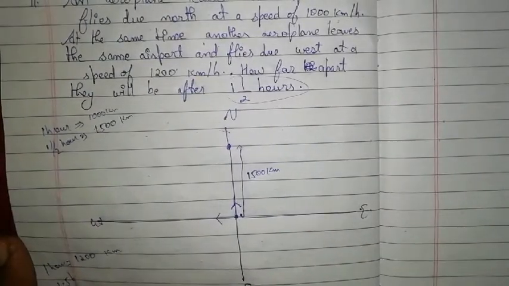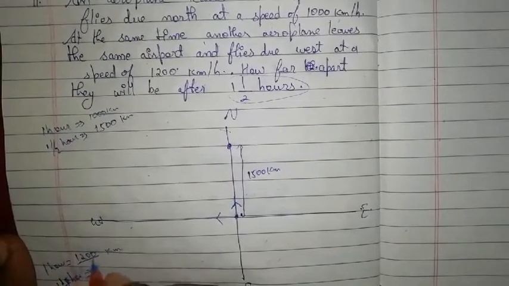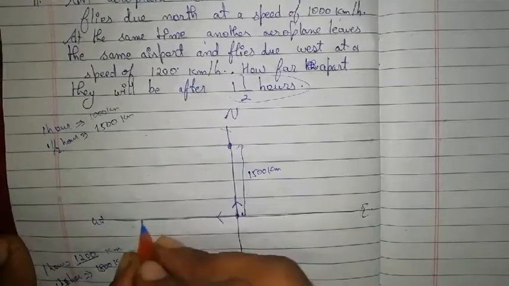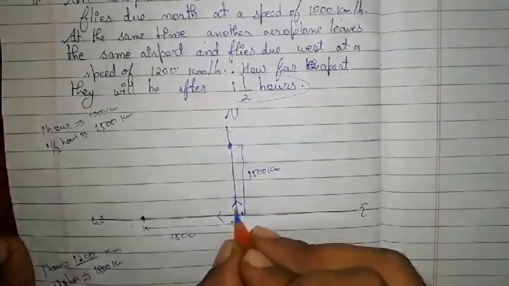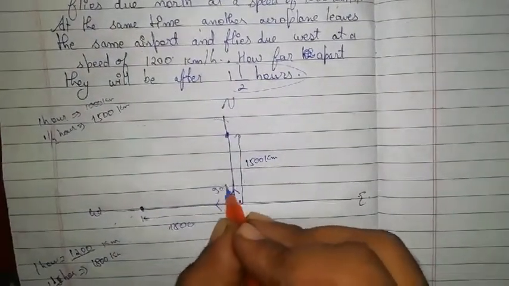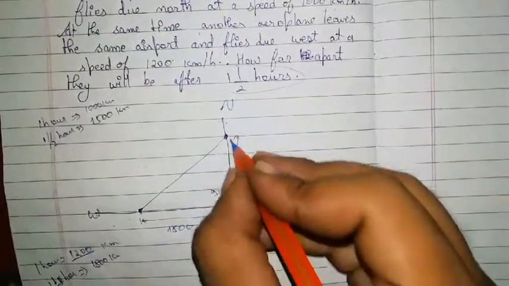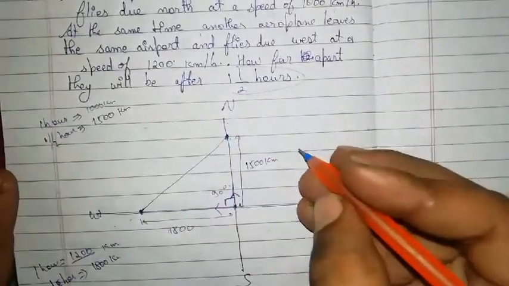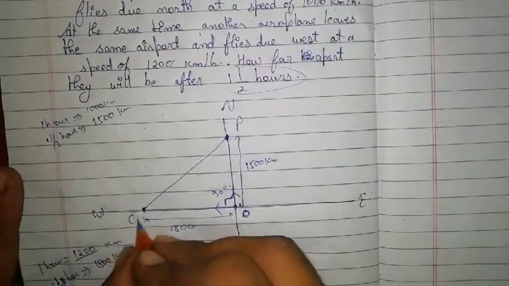Now due west, this is flying at a speed of 1200 kilometer in 1 hour. So in 1.5 hours, how much will it go? Look, 1200 and 600, so 1800 kilometer. So suppose this is the point of 1800 kilometer. Look, north and west sides make an angle of 90 degrees at their intersection, and this is the minimum distance, okay? Suppose after 1.5 hour the flight is at this point. This point we can name as P. This is the center O and this is Q.